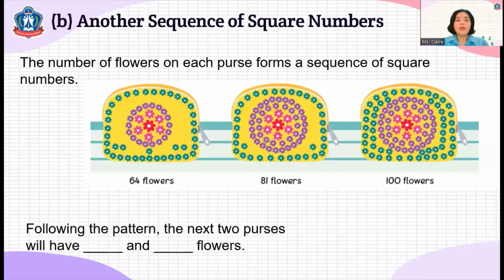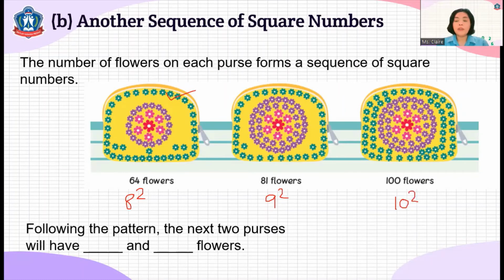Okay, look at this picture here. I have here a purse. The designs in each purse are flowers. We have here 64 flowers for the first one. 64 is a square number, 8 squared, that is 64. 81 is 9 squared. And 100 is 10 squared.